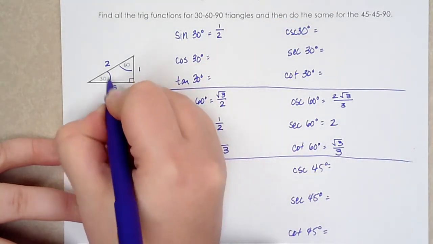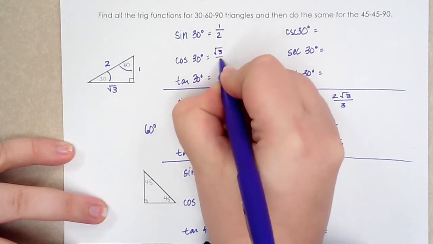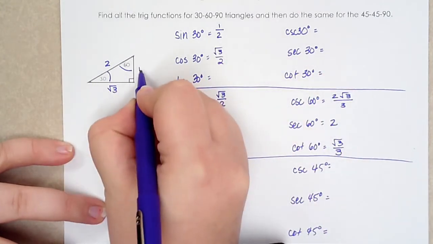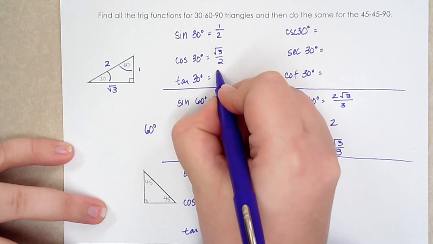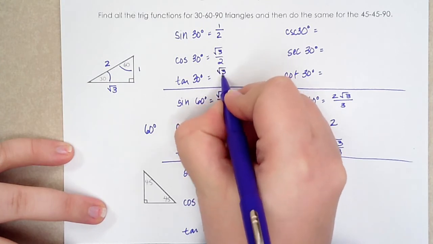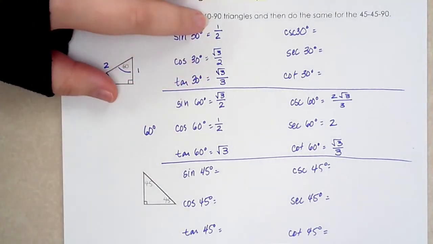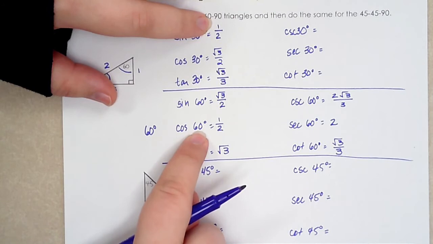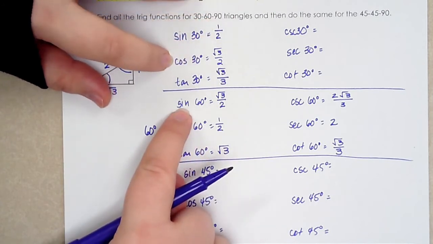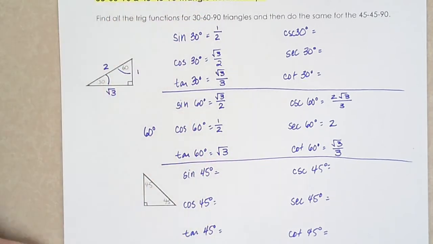Cosine is going to be adjacent over hypotenuse. And tangent is going to be opposite over adjacent, 1 over root 3, which when I rationalize is just root 3 over 3. If you're looking for a pattern, you're going to notice that your sine and your cosine flipped in the 60s as well as in the 30s there. So they're opposite each other.